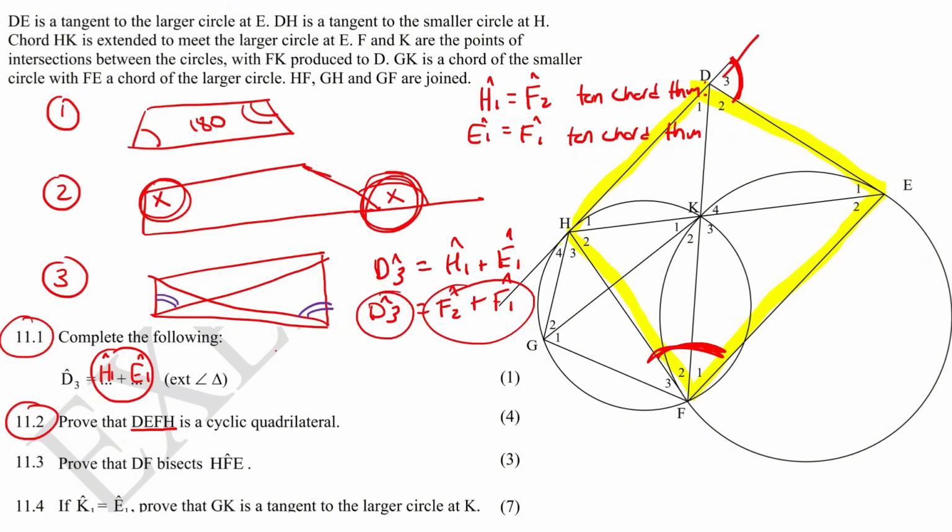And so then we can conclude by saying, therefore, DEFH is a cyclic quadrilateral, and that's going to be converse exterior angle cyclic quad.